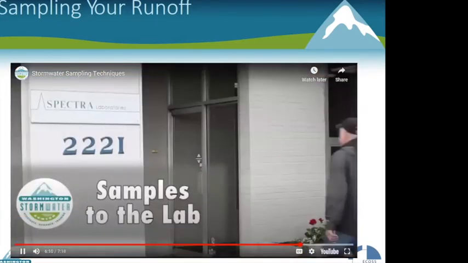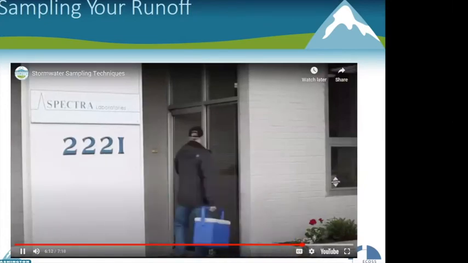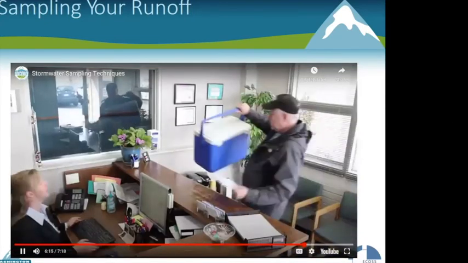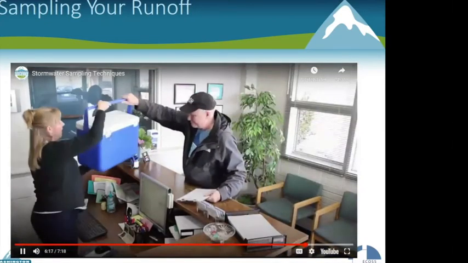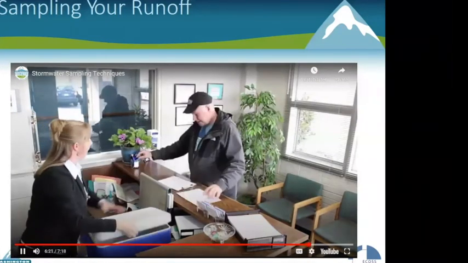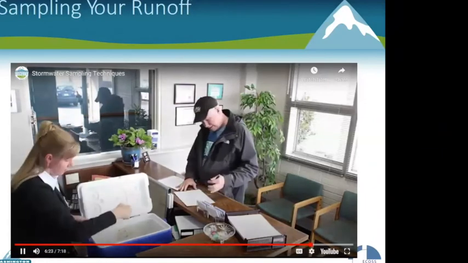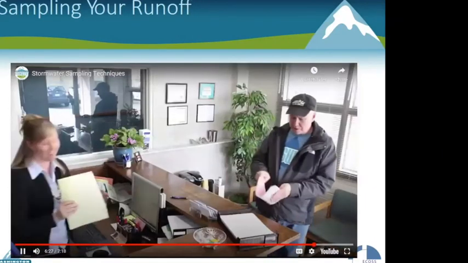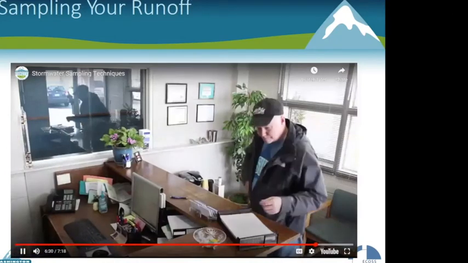When you finish sampling at all locations, take your samples to the lab. At the lab, you will fill out the chain of custody form to ensure that your samples are received in good condition. This form also informs the lab about what analyses you want to run. The lab will provide you with a copy for your records. The lab will contact you when your results are in.